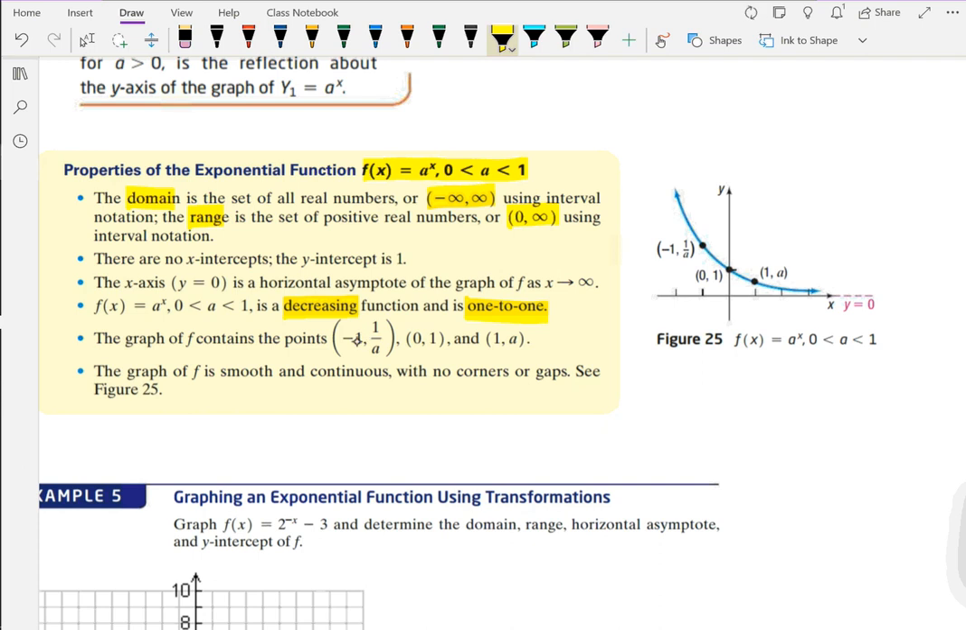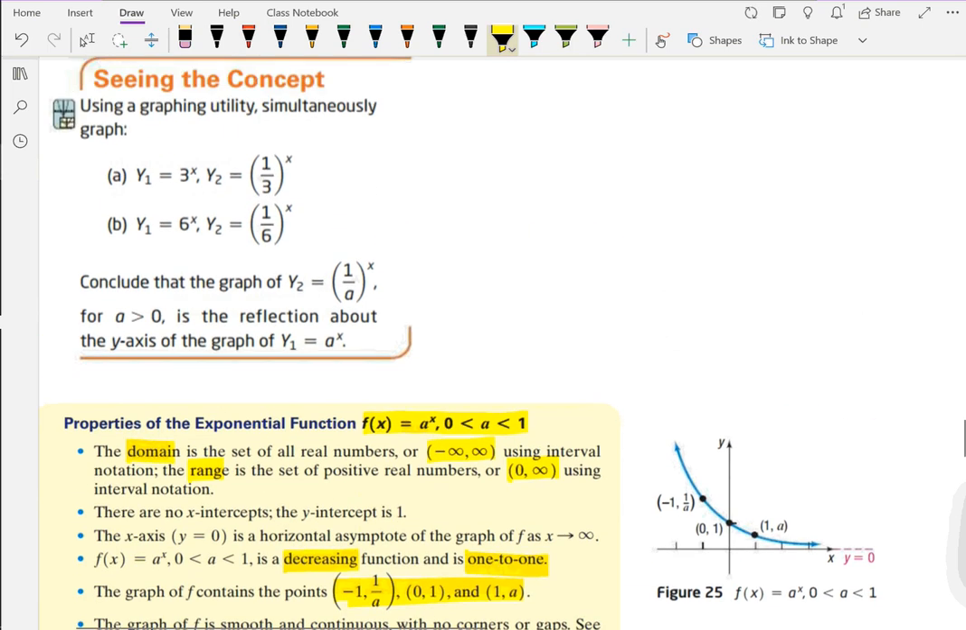Same set of 3 points here. We're going to end up with negative 1 and 1 over a, so negative 1 and the reciprocal, 0 and 1, and 1 and the base. The graph is smooth and continuous with no corners and no gaps. Okay, so we go ahead and we have our graph there.